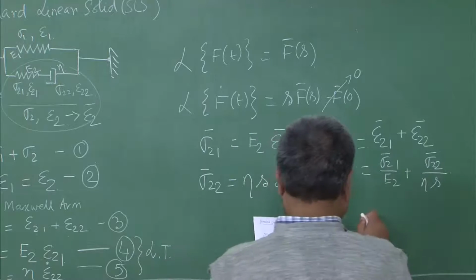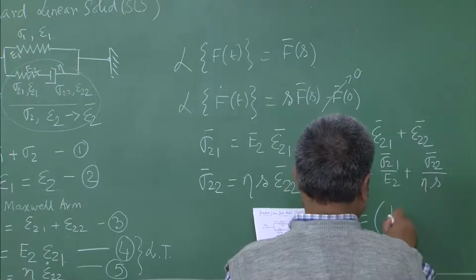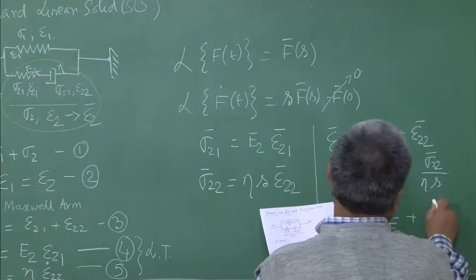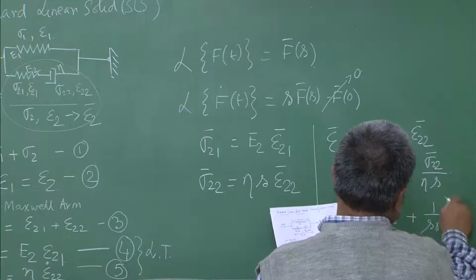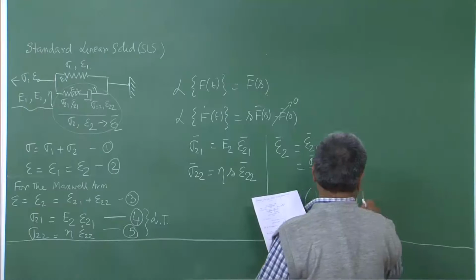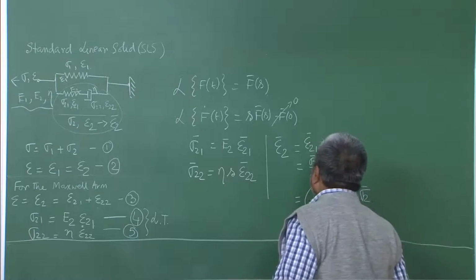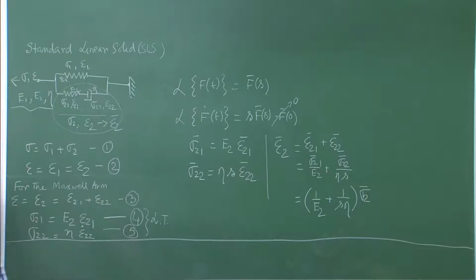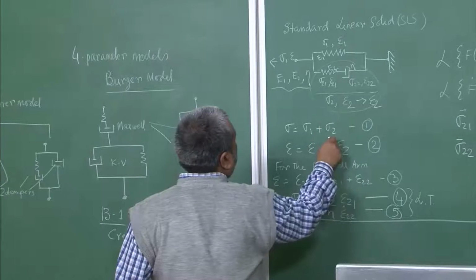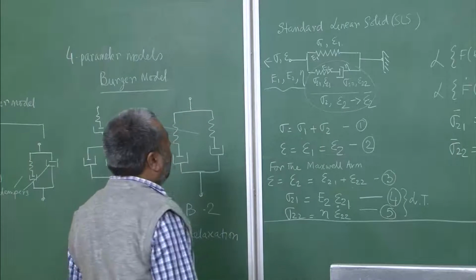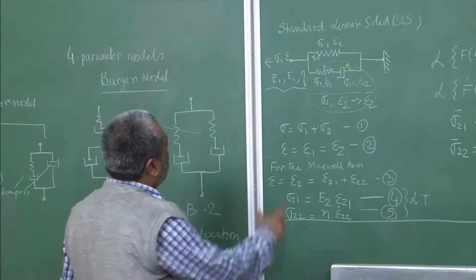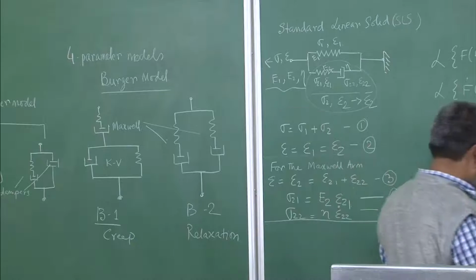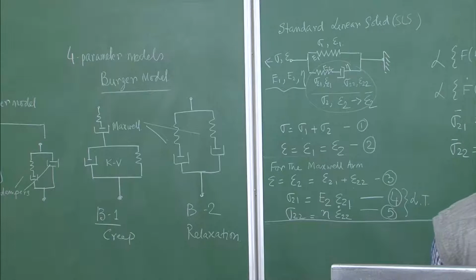In fact, I can also write it a little bit more cleanly, 1 over E 2 plus 1 over s eta times sigma 2 bar. Of course, we have to keep in our mind that sigma 2 bar and sigma 1 bar, the summation, is actually sigma bar. So, we have to use this at the second stage now.